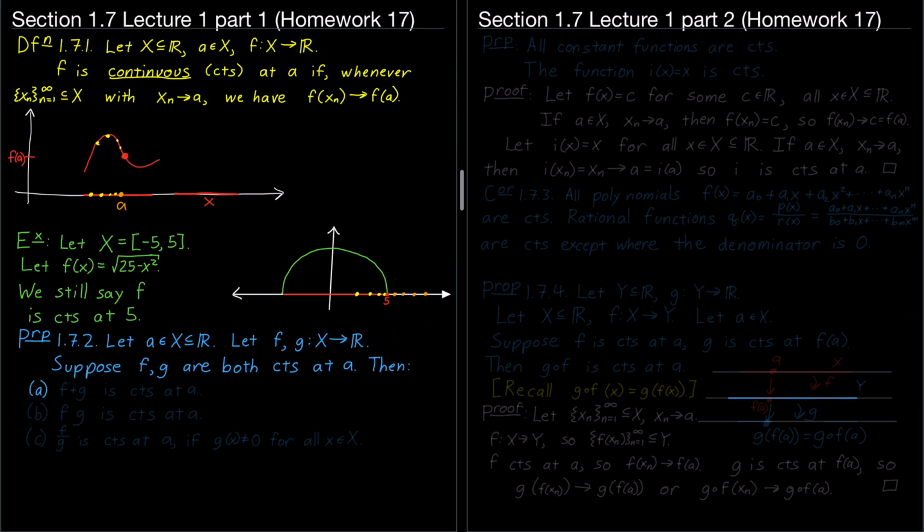So first thing is that the function f plus g is also continuous at a. Second thing is that f minus g is continuous at a. And then the third thing, actually, the third one is that f times g is continuous at a. The fourth one is that quotients are continuous.